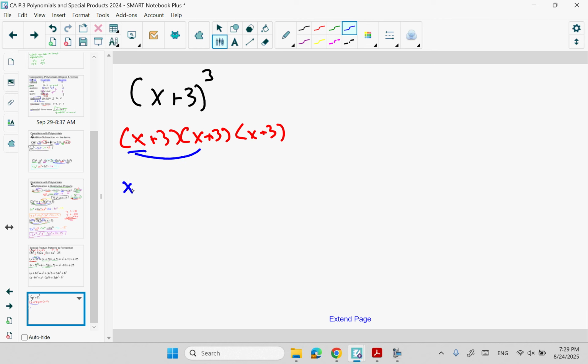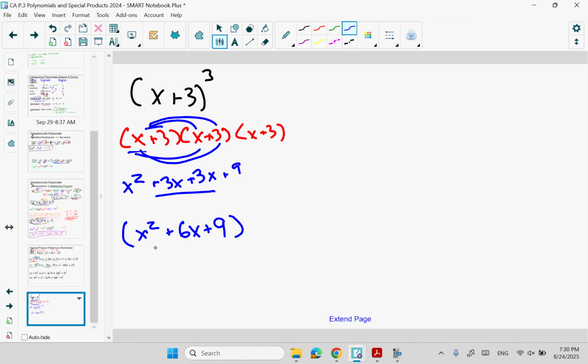x times x is x squared. x times 3 would be 3x. 3 times x would be 3x. And 3 times 3 would be 9. Of course, I can combine those terms together for x squared plus 6x plus 9. Unfortunately, I still have this extra x plus 3 right there, so I'm going to have to multiply that out as well.